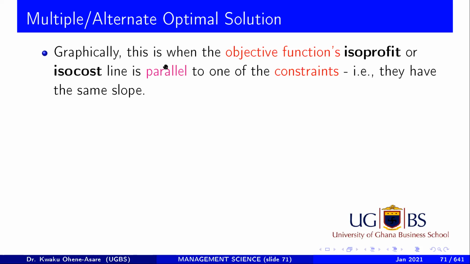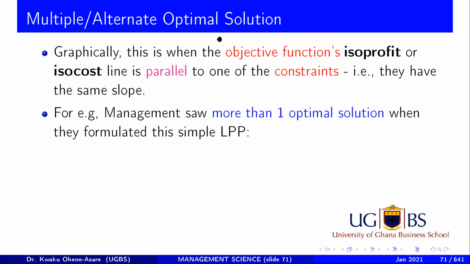However, for multiple optimal solution, it will not be at a corner. It will be on the line, one of the constraint lines. So the isoprofit line will be sitting on one of the constraint lines. And this normally happens when there is a formulation or a statement from different managerial angles.